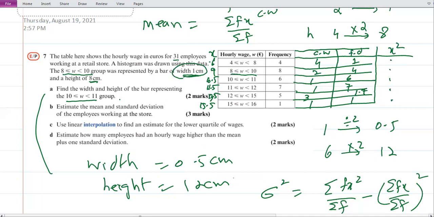Will you be able to do it? Please let me know. Because we did it already, mean, mode, median, that we did. So if you will be able to do it, let me know, please.